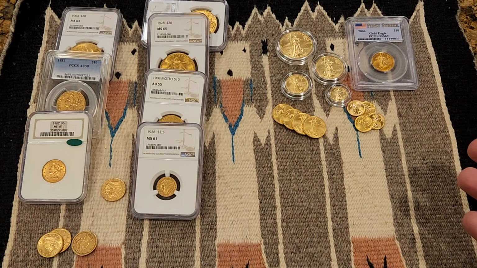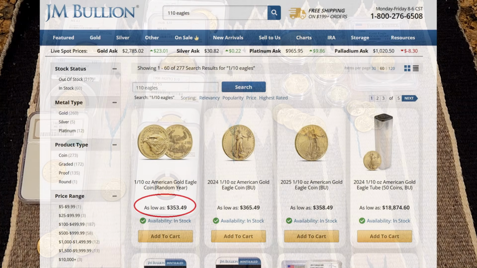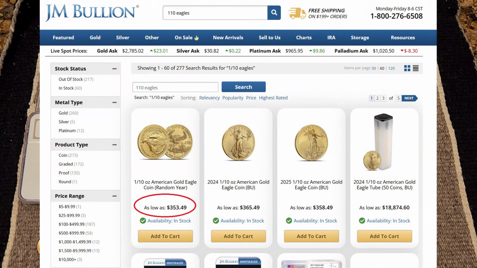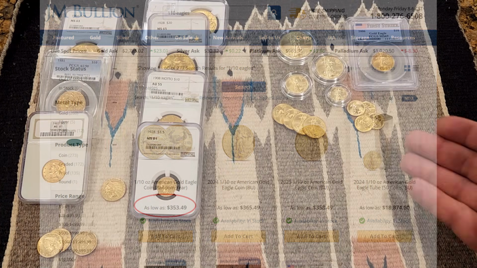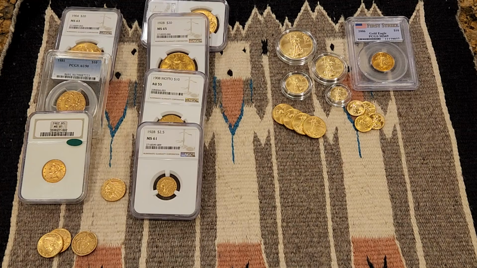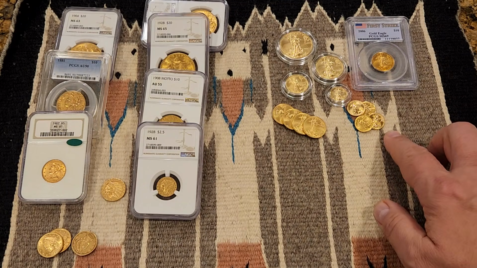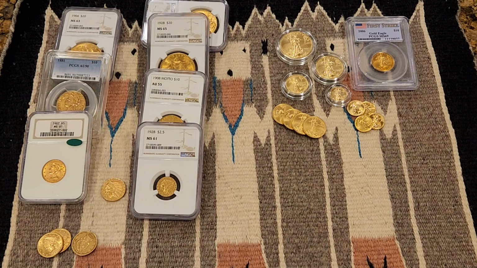Easy enough to figure. One of the nice things about these simple increments, right? It's 1/10, $278.50. But you can see that they are currently charging $353.49 a piece for those. That means you're paying $74 to $75 in premium for a 1/10 troy ounce. Again, if we extrapolate backwards, you're talking about paying a $750 per ounce premium because it would take 10 of these to make a full troy ounce.